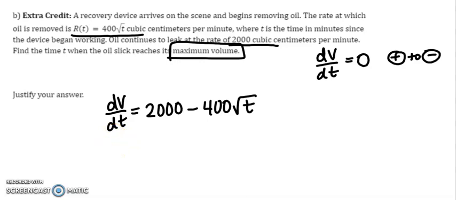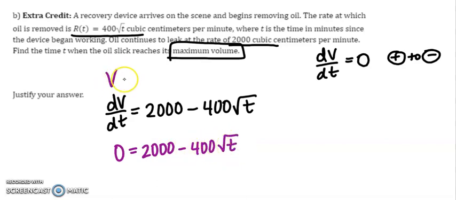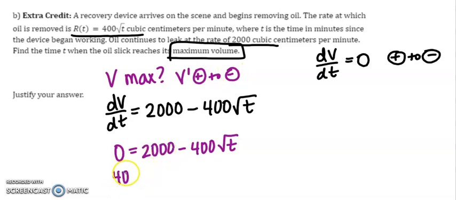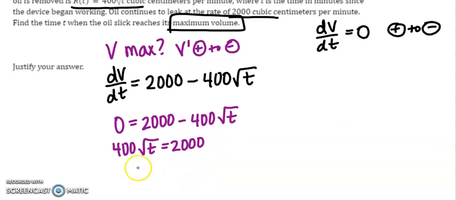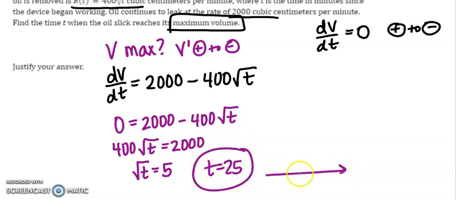Well, I want to find a maximum, so I'm going to set my derivative equal to 0. Right, because I'm looking for the volume having a max, which means V prime has to change from positive to negative. So from here, I'm going to add 400 square root of t, so 400 square root of t equals 2,000. Square root of t then equals 2,000 divided by 400, which is 5. T is equal to 25. To justify whether or not this is a max or a min, I could set up a number line talking about V prime. I also, though, could take V double prime.